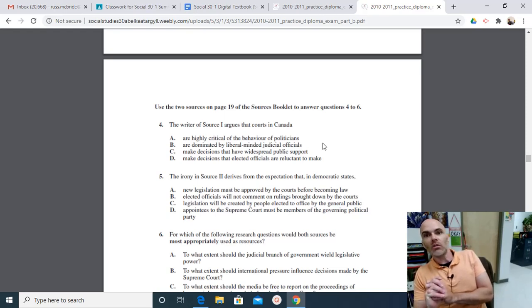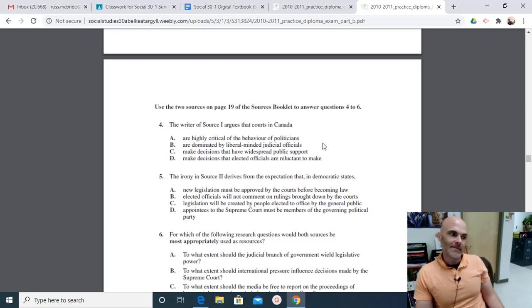scandals and how politicians lack morals and the courts are trying them as criminals. So, I mean, that'd be a cool thing to read. Are dominated by liberal-minded judicial officials. A and B are 2 different writings. So, at the end of reading it, are they dominated by liberal-minded people? Or are they critical of politicians? Could they be both? Yes, they could be both, but they're 2 different things. C, make decisions that have widespread public support. D, make decisions that elected officials are reluctant to make.